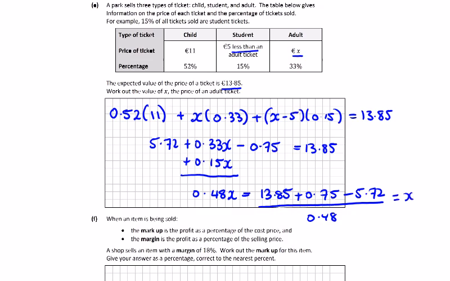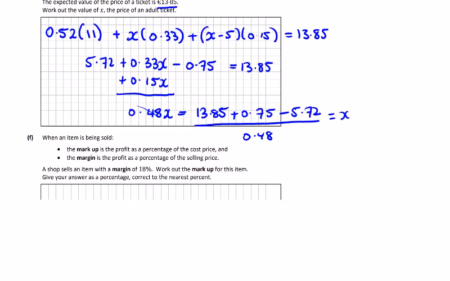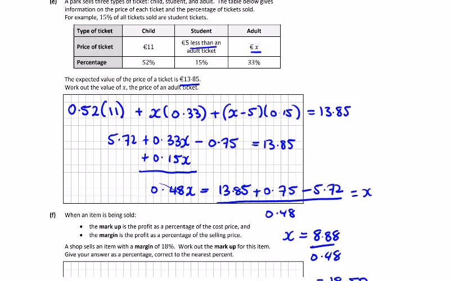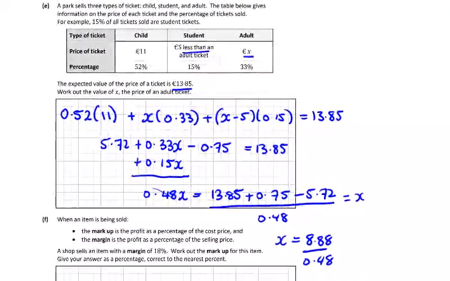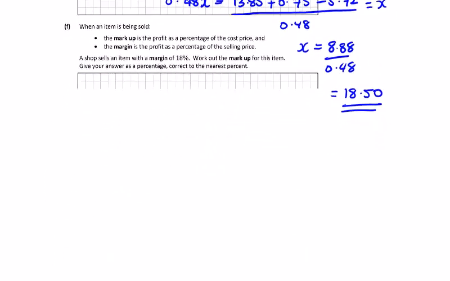We'll have our answer for x. Just a little line there. So the expected value, we're not asked to find the expected value, we're asked to find x. So x is 888 divided by 0.48 is equal to 1850 for, what is that, the adult ticket, 1850. Does make sense on the basis of the question. 1850, 1350 and €11 makes some sense, and if you fill them back in you'll get the expected value.